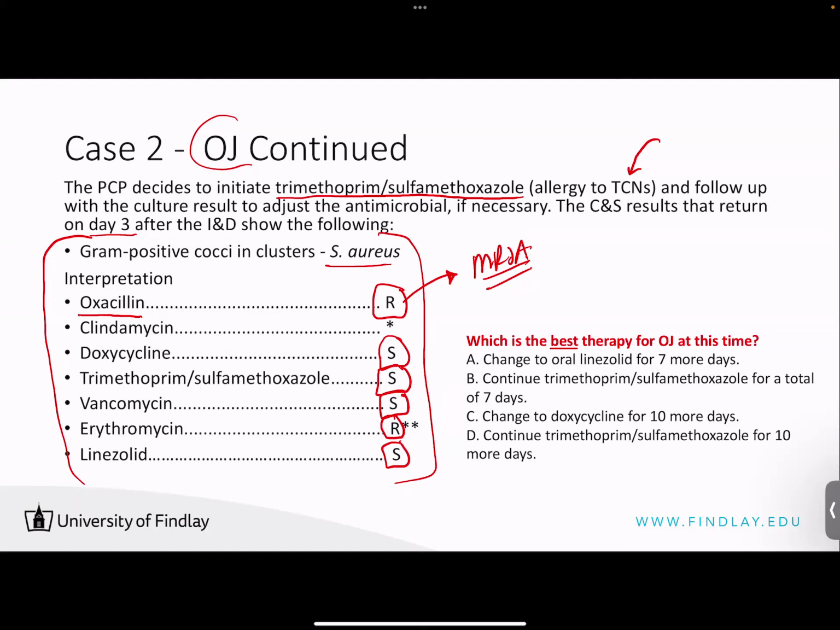What do we do for this patient? Since it's sensitive to linezolid, do we switch to linezolid and give her 7 more days of therapy? Do we continue the Bactrim for a total of 7 days of therapy? Should we switch her to doxycycline for 10 days? Or do we continue the Bactrim for 10 more days?